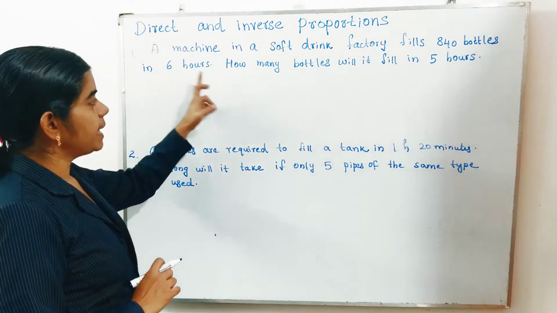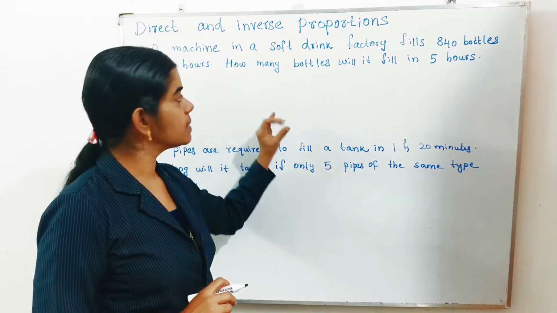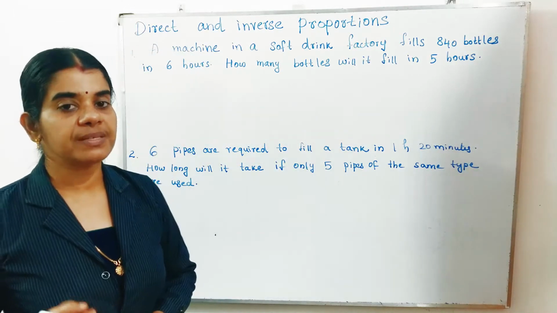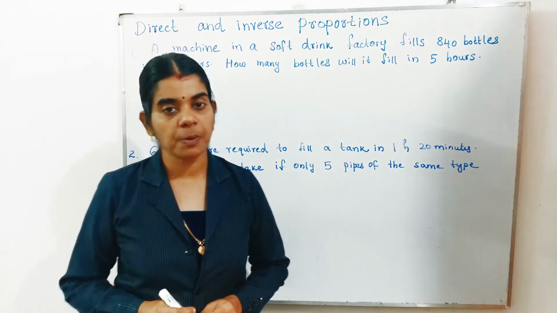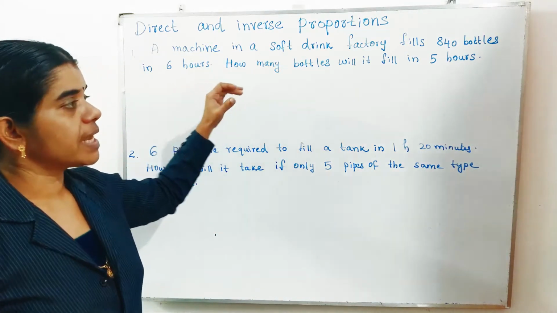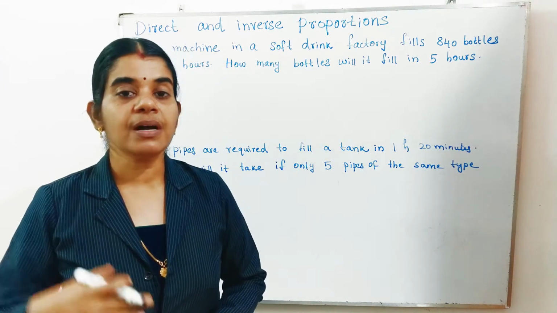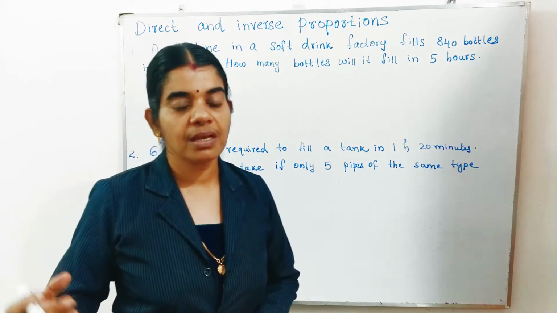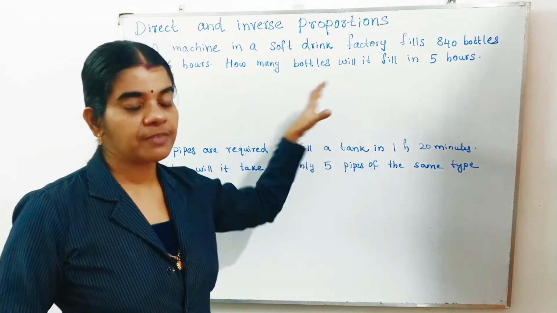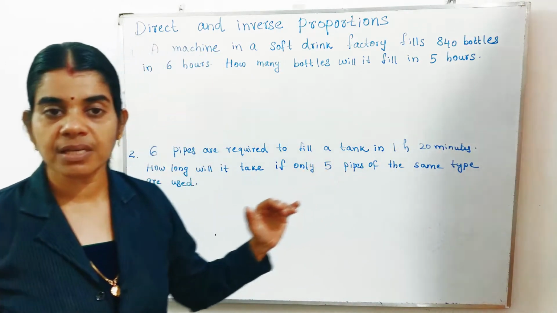Just look at the question. A machine in a soft drink factory fills 840 bottles in 6 hours. How many bottles will it fill in 5 hours? First, you have to decide whether it is direct or inverse proportion. In 6 hours, 840 bottles are filled. If the time increases, the filling of bottles also increases. If the time is less, the bottle filling will also be less. So this is direct proportion.